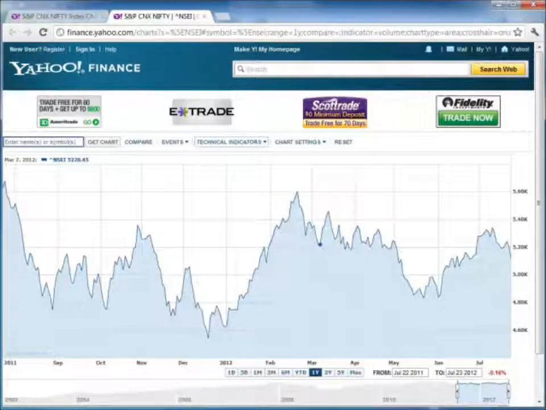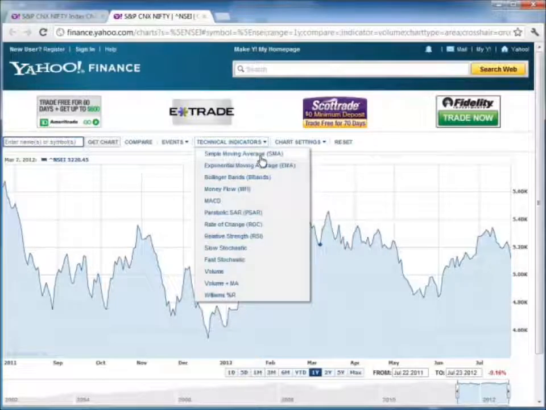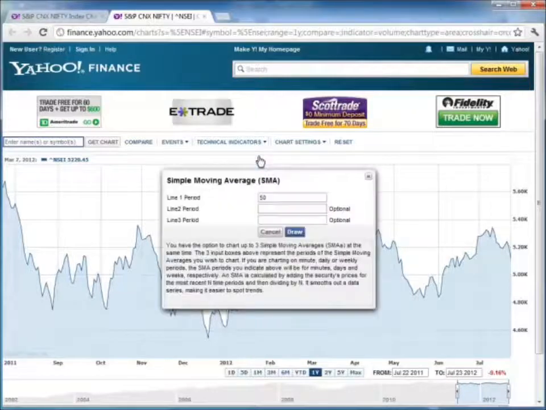And then you go to the chart section. And now if you can see my cursor here, I'm going to technical indicators. So if I click here, I see the simple moving average over here, SMA. So I can click on that. And then it allows me to draw, in this case, up to 3 lines of moving average.